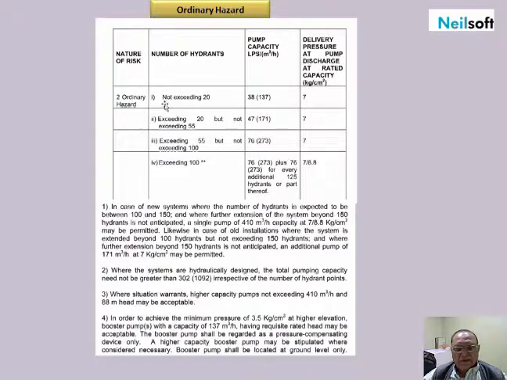Ordinary hazard, same way, the number of hydrants or landing walls not exceeding 20, it will have a flow of 38 liters per minute or 137 cubic meter per hour with the pump head of 7 bar. And likewise, these are explained over here.